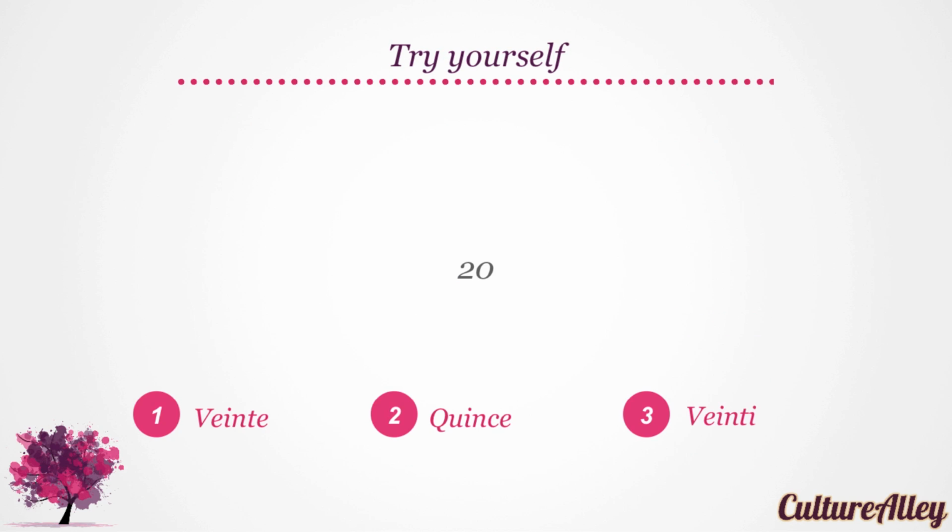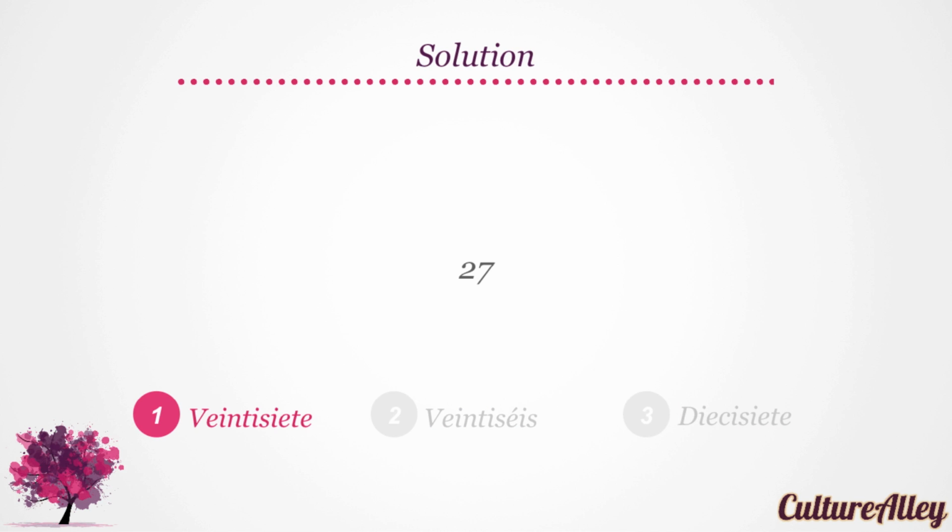Some more quizzes. 20 is translated as, your first option is 20. Your second, 15. And third, 20. The correct answer is 20. How did you do there? How will you say 27? Will you say it as 27, or 26, or 17? 27 will be 27. Great.